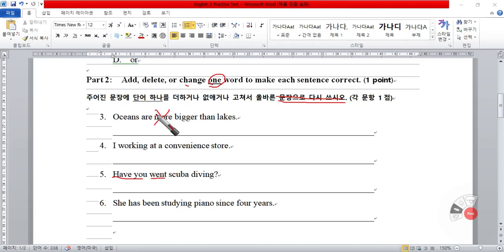So in 3, which was just delete, okay? In number 5, you have to delete and add at the same time, okay? So you can cross it out and then write the correct word here, okay?